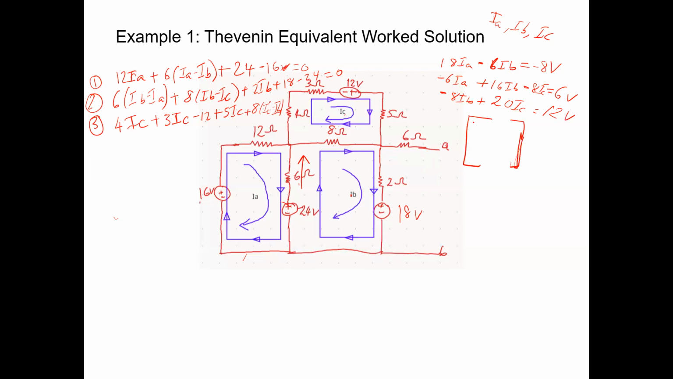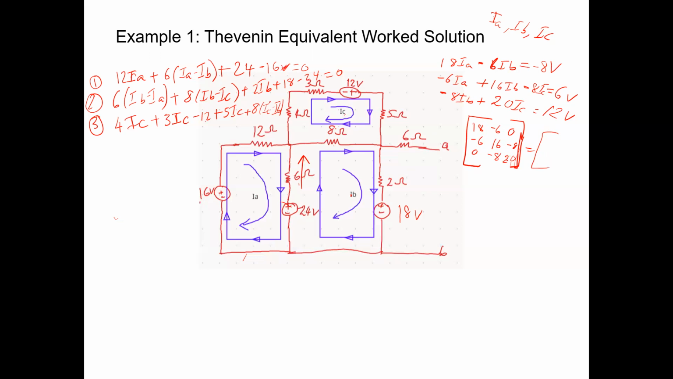So IA, I have 18, can write in here. Okay, and then IB minus 6. And then IC, I don't have anything on here, 0. And then on here, minus 6 IA. This then 16. And then minus 8. And then on here, IA, I don't have IA in here, so that's 0. On here, IB, I don't have any, minus 8. And then IC is 20. Okay, that is equal to voltage wise. So that's what I can do.